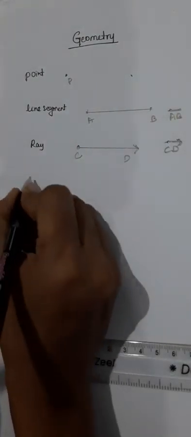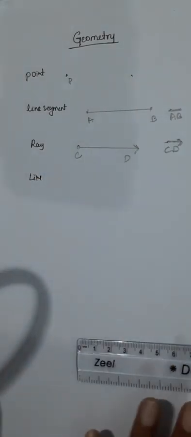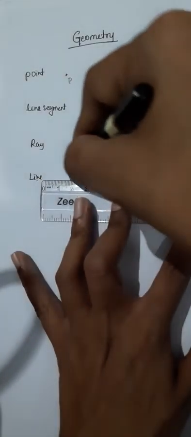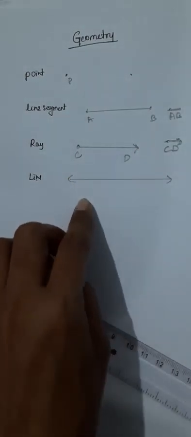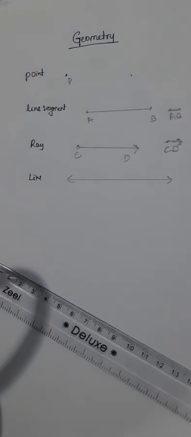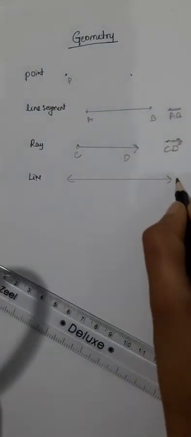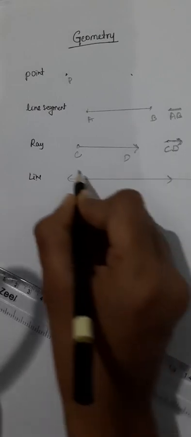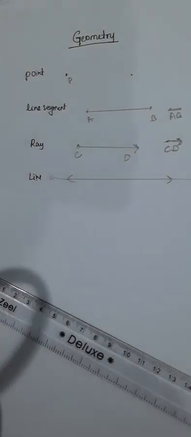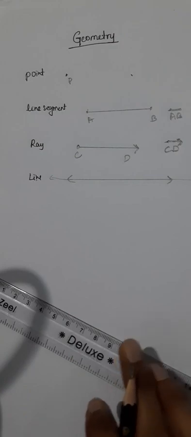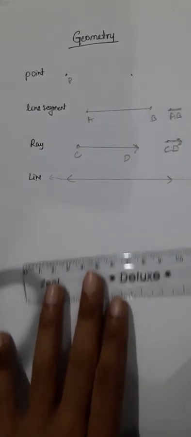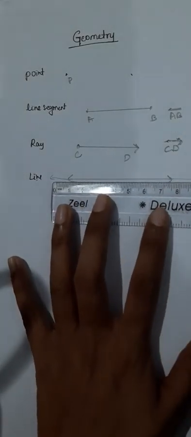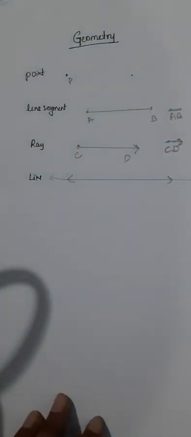What is a line? Line has no fixed length. It can be extended on both the sides. You can extend this line towards right, towards left. However, no beginning point, it has no end point, and it has not got any fixed length. So when you extend, you cannot measure the proper fixed length.